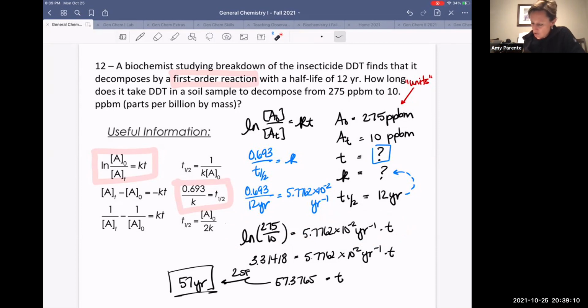I take the natural log here of 275 divided by 10. That's going to be 3.3 and change. I'm going to divide by my 5.7 times 10 to the minus second and change. And I get units here that once I round to 2 significant figures is 57 years. Okay, so that's that problem.